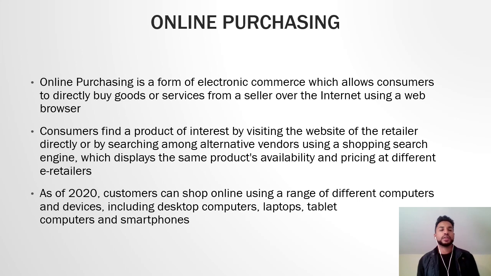Online purchasing. Online purchasing is a form of electronic commerce, guys. This is super easy, okay? Online purchasing is a form of electronic commerce which allows consumers to directly buy goods or services from a seller over the internet using a web browser. If you're buying anything online, you're doing online purchasing. Consumers find a product of interest by visiting the website. That's super simple. You guys do this all the time. As of 2020, desktops, laptops, tablets, all of them, you can use all that for online purchasing.